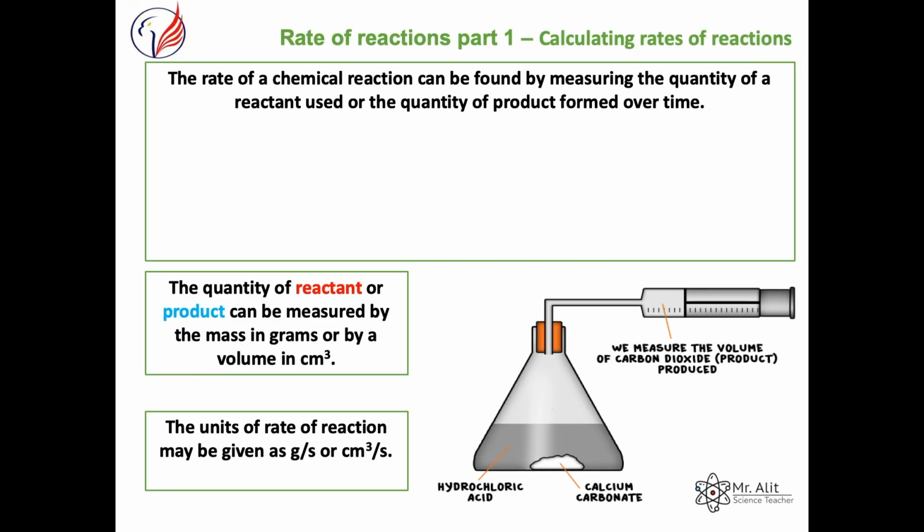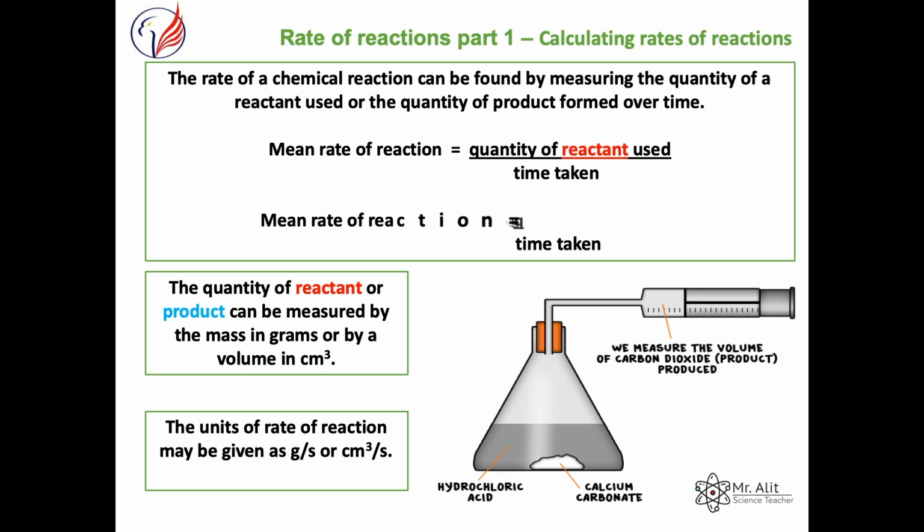In order to actually measure the rate of reaction though, we need to measure either how fast the reactants are being used up, or alternatively how fast the products are being formed, because the faster the rate, the faster the reactants will be used up and turned into products. So in the form of equations, we have two options: either the mean rate of reaction equals the quantity of reactants used over the time, or the mean rate of reaction equals the quantity of products formed over the time. The quantity of the reactants or products can be measured by the mass in grams or by the volume in centimeter cubes. And the units of the rate of reaction may be given as gram per second or centimeter cube per second.